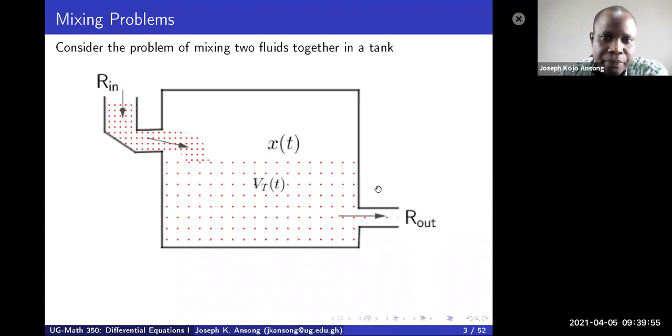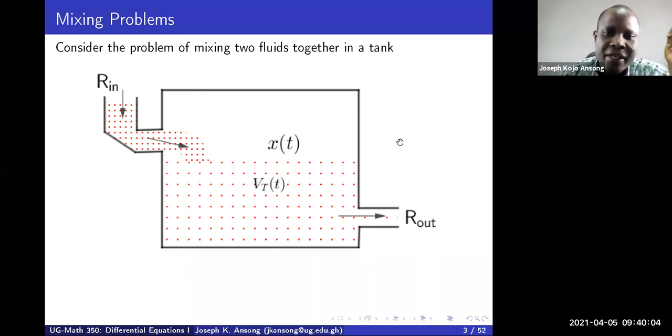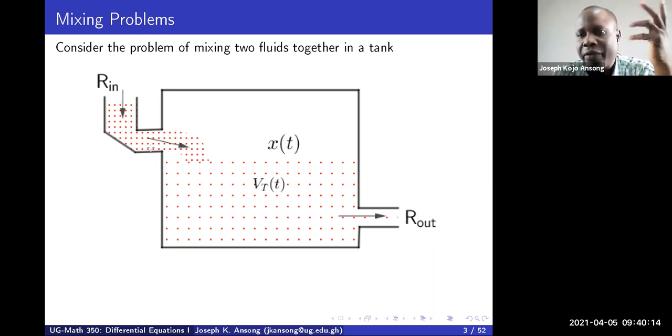So under mixing problems, this is a setup of the problem. You want to consider two fluids that you are mixing in a tank. So you have a tank, you flow in some fluid. So assume that initially, let's say you have fresh water in the tank, and then you pump in, if you like, salty water or some chemicals into the tank. And then you assume that it mixes up, and then it flows out of the tank.